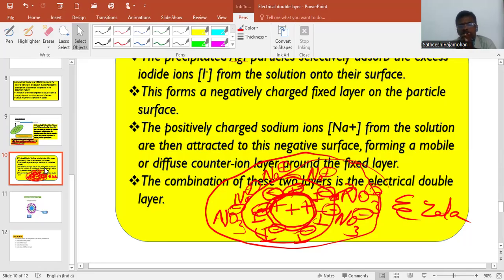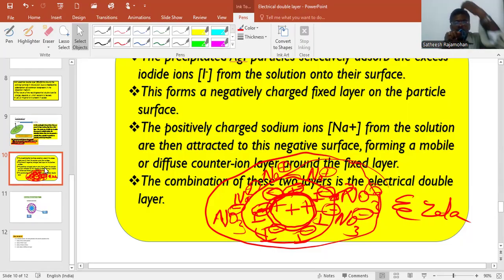I think you are familiar with this topic. The electrical double layer has two layers: one is the stern layer and another one is the diffuse layer. At the junction of the stern layer and the diffuse layer, it leads to the generation of zeta potential. This zeta potential is equivalent to the potential generated by a capacitor.